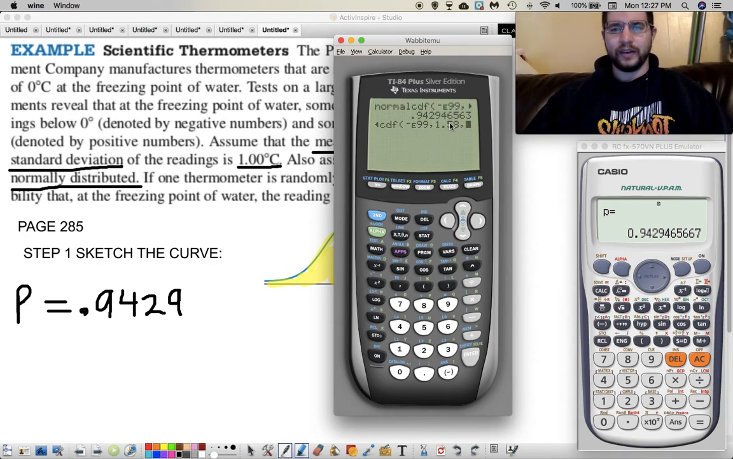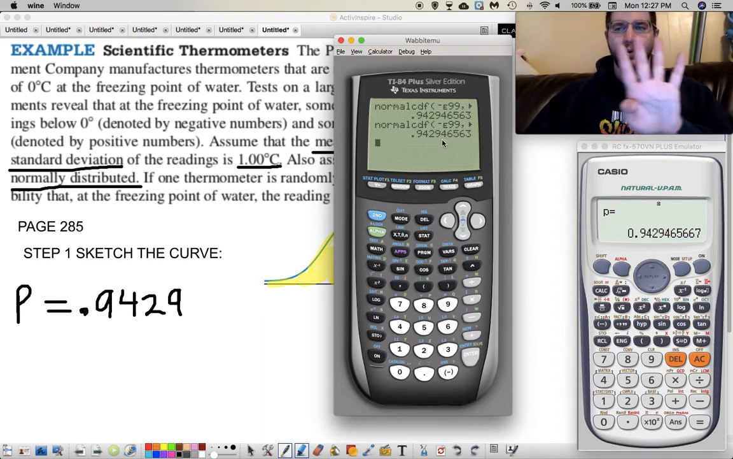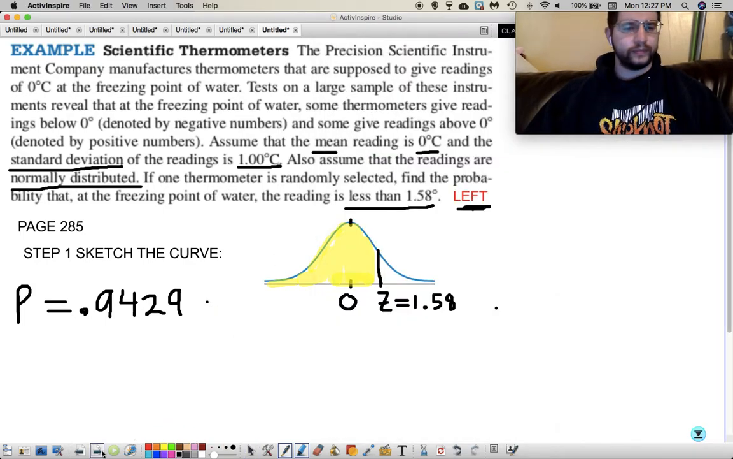Sorry. Negative infinity to 1.58. Our mean is 0. Our standard deviation is 1. Lower bound, upper bound, mean, standard deviation. Enter, boom, same thing, 0.9429. Slightly different from the Casio even if we go further out, but we don't really care. We're just going to 4 decimal places. So any way we do it, we get 0.9429.